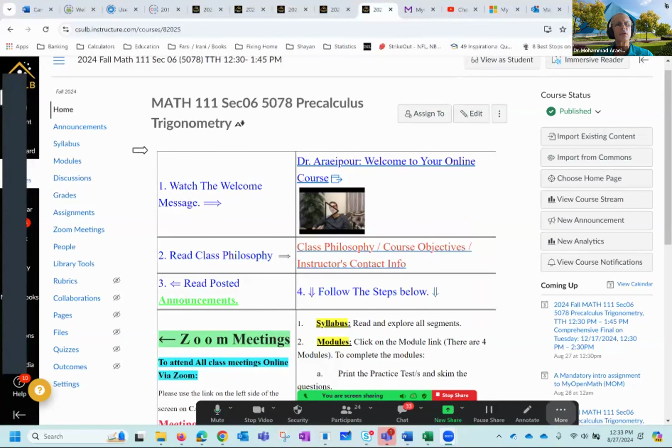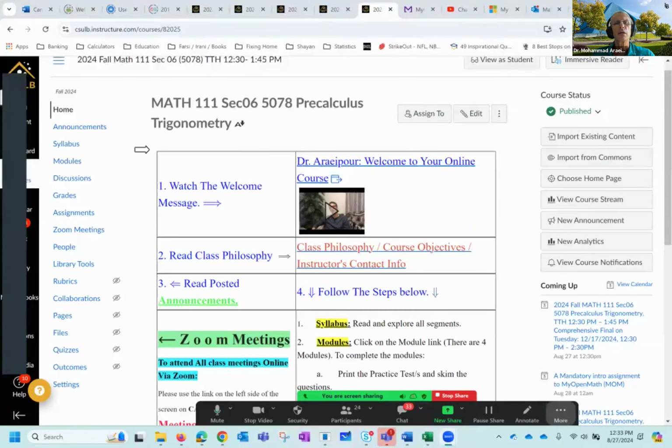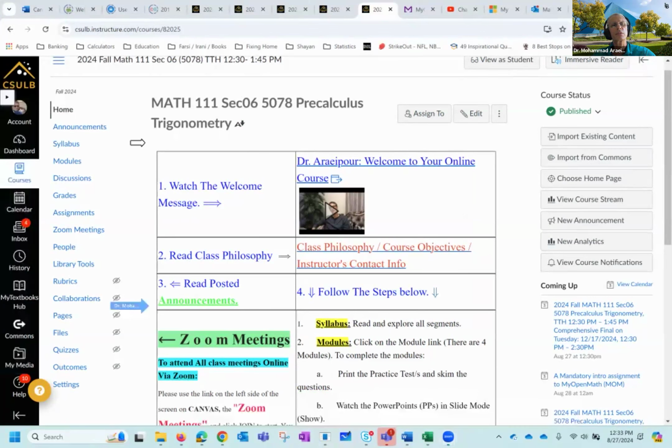I had sent several emails regarding the course, asking you to explore the course. And the way I've set it up, when you go to the home page, just follow these numbers, starting with number 1, and then number 2, class philosophy, number 3, the announcements, and number 4, the syllabus, and so forth.